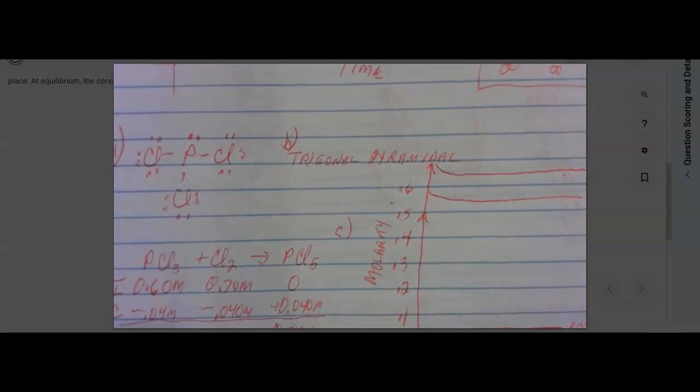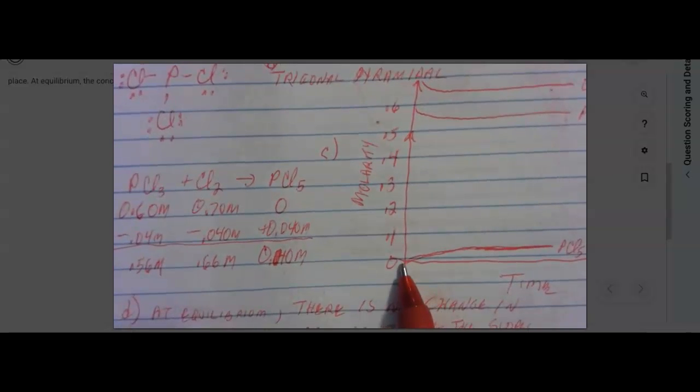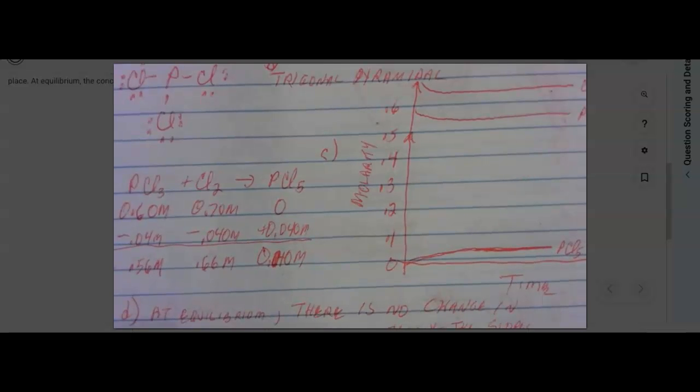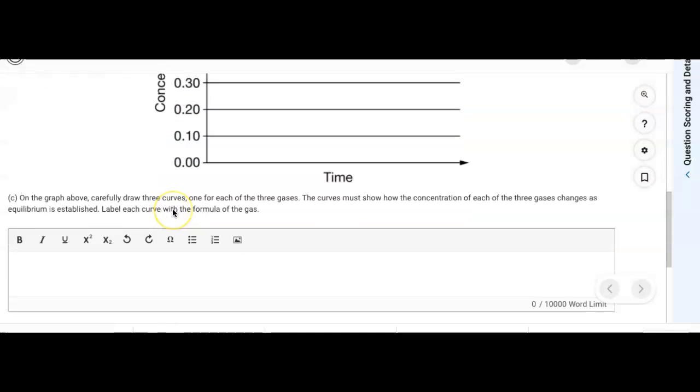So now I've got to make that in my graph. From 0.7, the chlorine comes down a little bit to 0.66. From 0.6, the PCl3 comes down a little bit to 0.56. And the PCl5 starts at 0 and works its way up to 0.04 like that. All right.